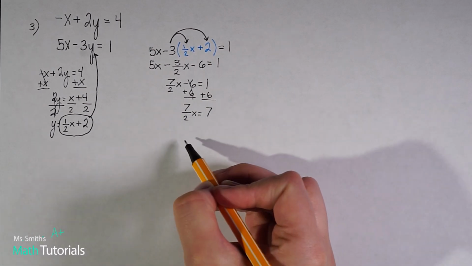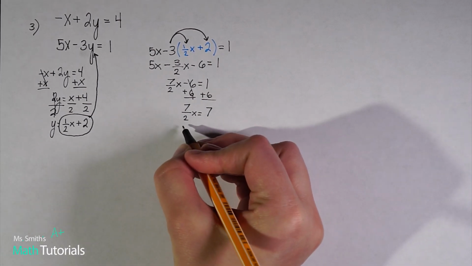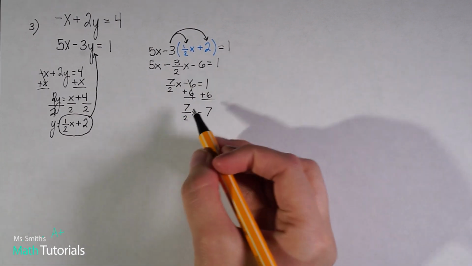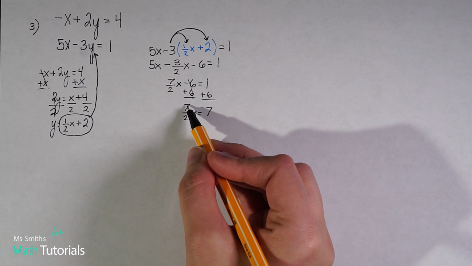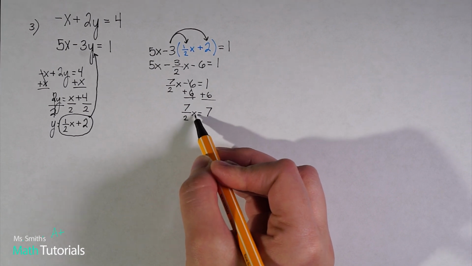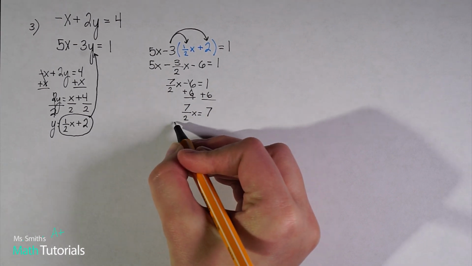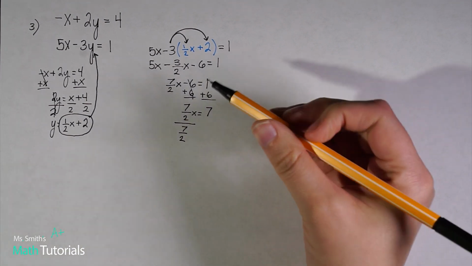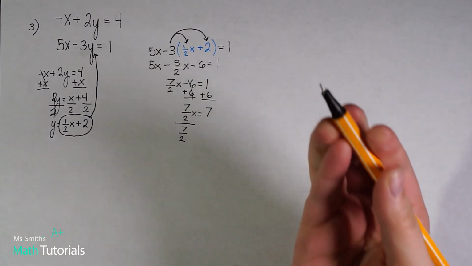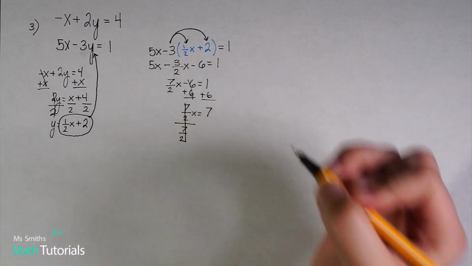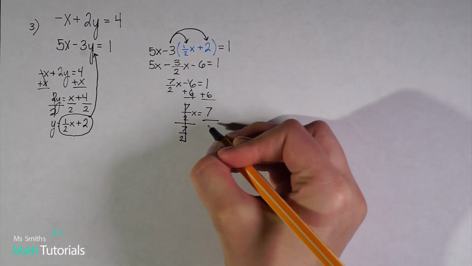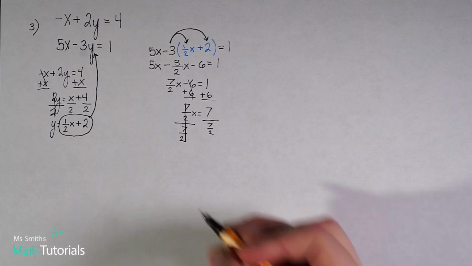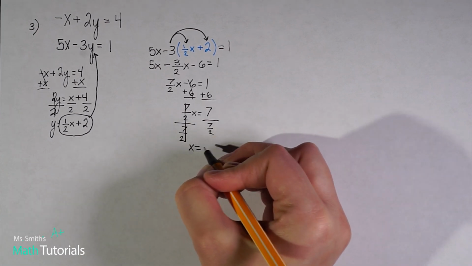My last step to get x alone, and there's a couple ways you could go about this when this is a fraction, but I'm going to go about this by saying that I've got 7 divided by 2 times x, so I can divide out that 7 divided by 2. I know it feels weird dividing by a fraction, but you can do that. So those would cross out. 7 divided by 7 over 2 actually is going to give me a whole number. It's going to be x equals 2.